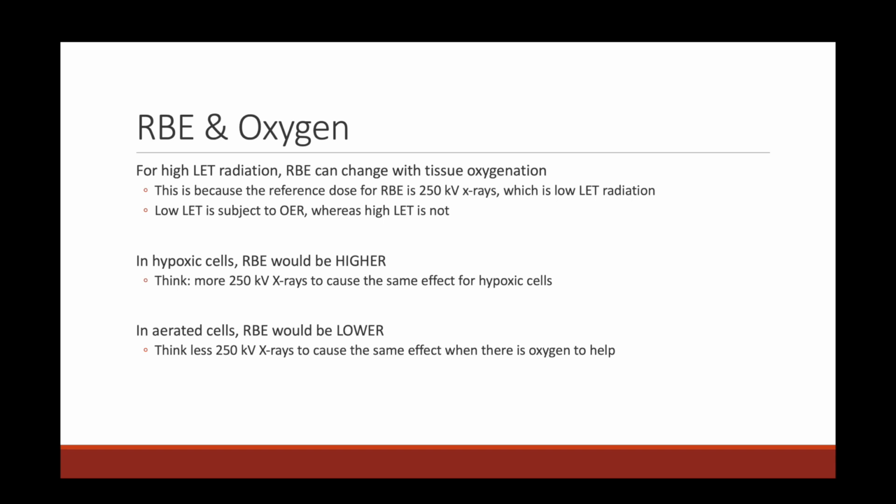And it's because we have that dichotomy where the high LET radiation doesn't depend on oxygen, but the reference dose that we're using to define RBE, which is those 250 kV X-rays, highly depends on the oxygen. So here you really have to think about the numerator and that we need more 250 kV X-rays in hypoxic cells. Therefore, RBE is higher when we have hypoxic cells.